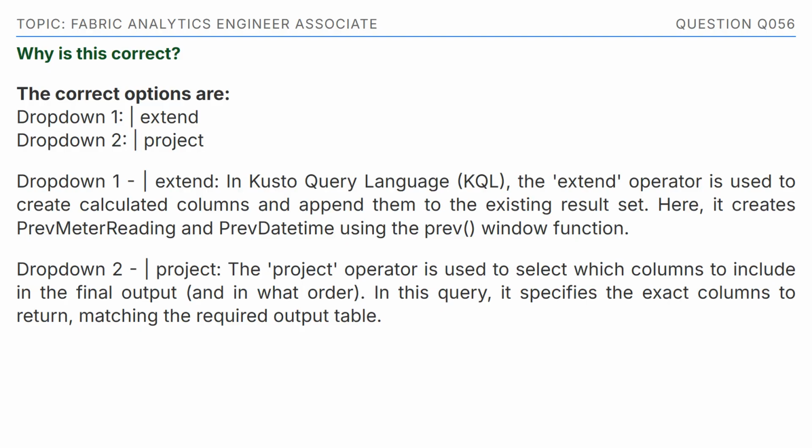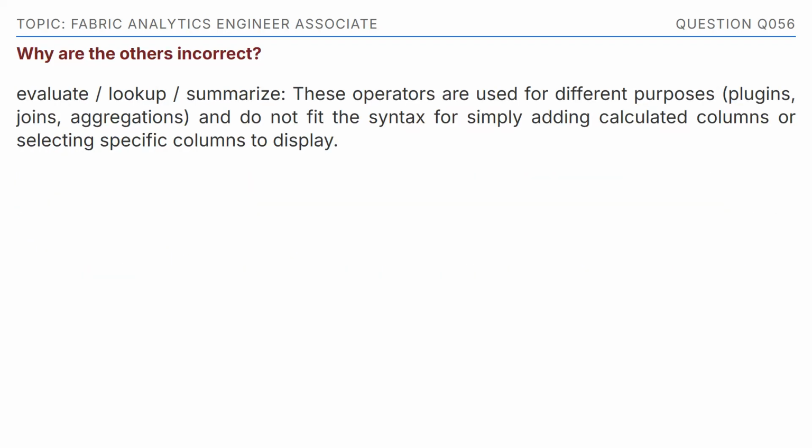Drop-down 2, project: the project operator is used to select which columns to include in the final output, and in what order. In this query, it specifies the exact columns to return, matching the required output table. Why are the other answers incorrect? Because evaluate, lookup, and summarize are used for different purposes, plugins, joins, and aggregations, and do not fit the syntax for simply adding calculated columns or selecting specific columns to display.